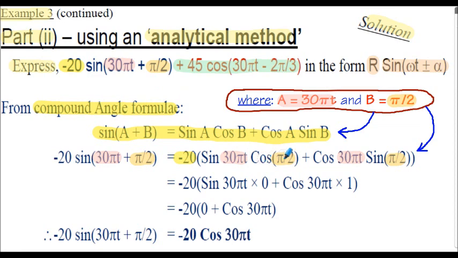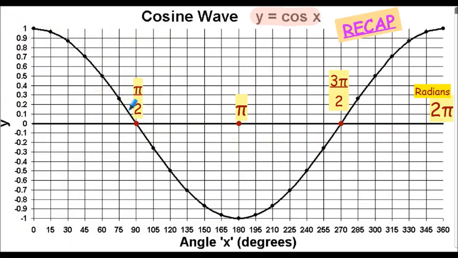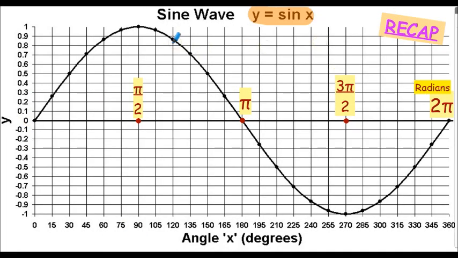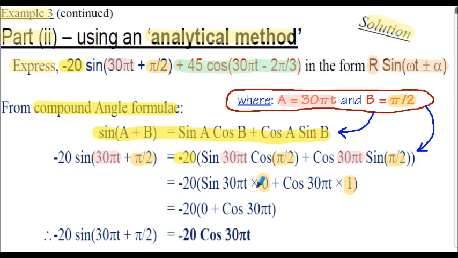Evaluating cos of pi upon 2, that becomes 0, cos of 90 degrees is 0, and sine of pi upon 2, sine of 90 degrees, is 1. So from our recap slide of the cosine waveform, at pi upon 2 or 90 degrees, the ratio on the vertical axis is 0. And from our sine wave recap slide, at pi upon 2 on the horizontal axis, 90 degrees, we can see that the sine ratio is 1. That's where these values have been extracted from. The rest is evaluation. Notice I'm using radians throughout because my angles are in radians. We can replace the negative 20 sine of 30 pi t plus pi upon 2 with negative 20 cos of 30 pi t.